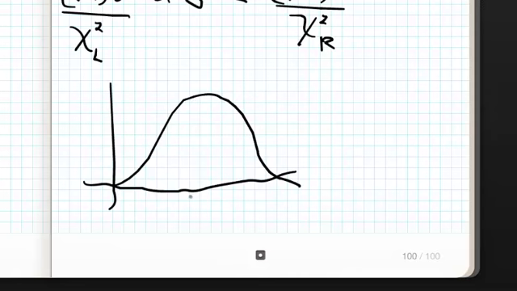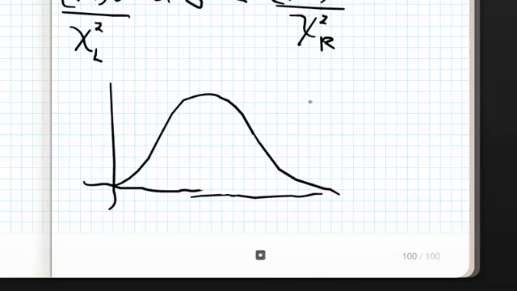Okay? Now again, asymmetry. That's a badly drawn chi-squared. It looks more normal. That's not what I wanted. Let me redraw this a little bit so we get a little more exaggeration. Okay? And let's say, for example, that I want a 95% confidence interval.